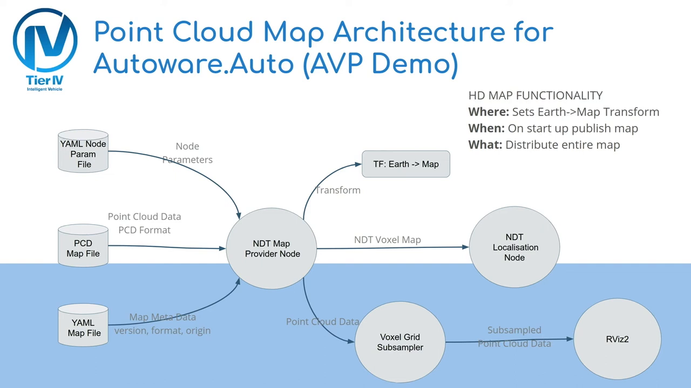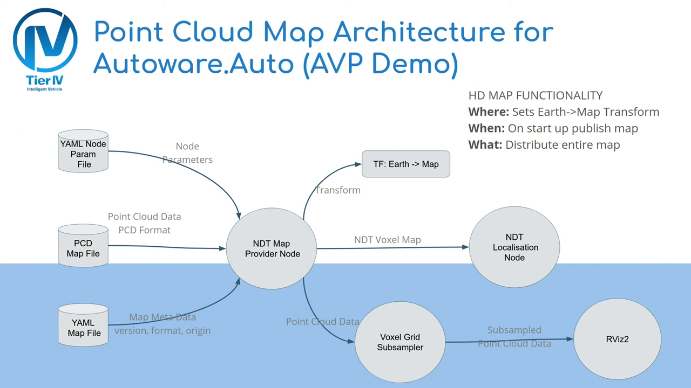The map provider node, named NDT map provider node in this image, receives input from a YML node parameter file, a PCD map file, and a YML map file containing map metadata such as the origin of the map. The map provider node uses these input files to load a PCD map and construct an NDT voxel map appropriate for use in NDT localization. Other output from this node is the Earth to Map transform, and also a copy of the point cloud data suitable for visualization, which can then be subsampled as necessary and visualized by RVIZ2.